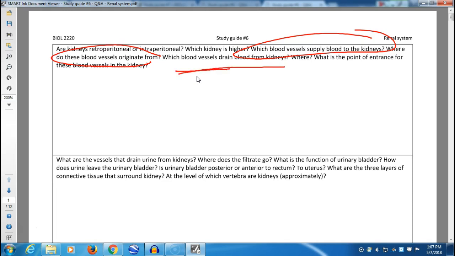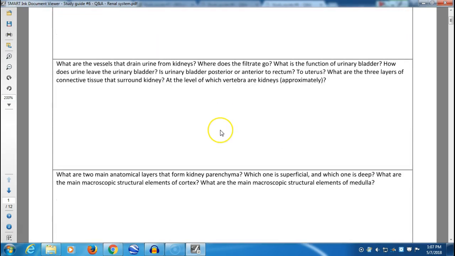And blood vessels drain the blood. Renal veins drain the blood into the vena cava. What's the point of entrance? Okay, that's hilum. Okay. Urine from the kidneys. Let's just kick a lot of things out right away.